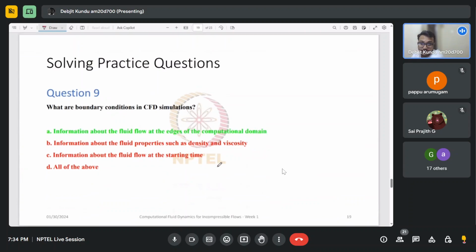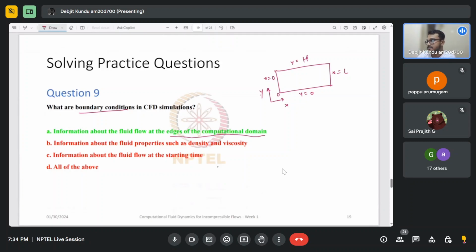It is only option A that is correct. So boundary condition in a CFD problem, let's say if this is the origin and I have X and Y in these two regions. So these faces, I can call them X equal to 0, X equal to L, Y equal to 0, and let's say Y equal to H. So the information of fluid flow only at the boundaries is known as the boundary condition. Only at the edges of the computational domain.